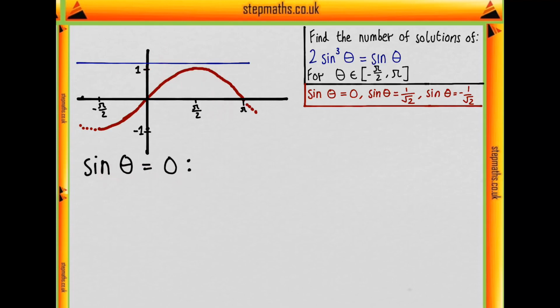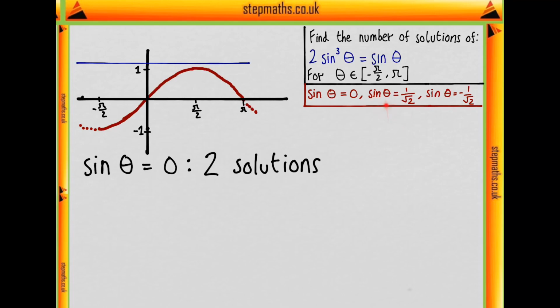So we'll start with sine theta equals 0. So that case is essentially when this happened. And you see here, we have 2 intersections. We have 2 because pi is in the range. And so this corresponds to 2 solutions.